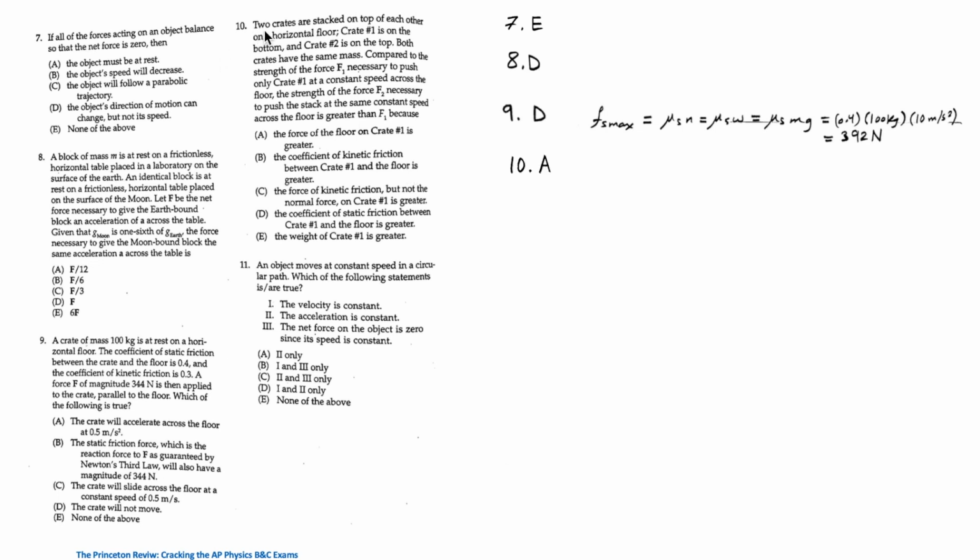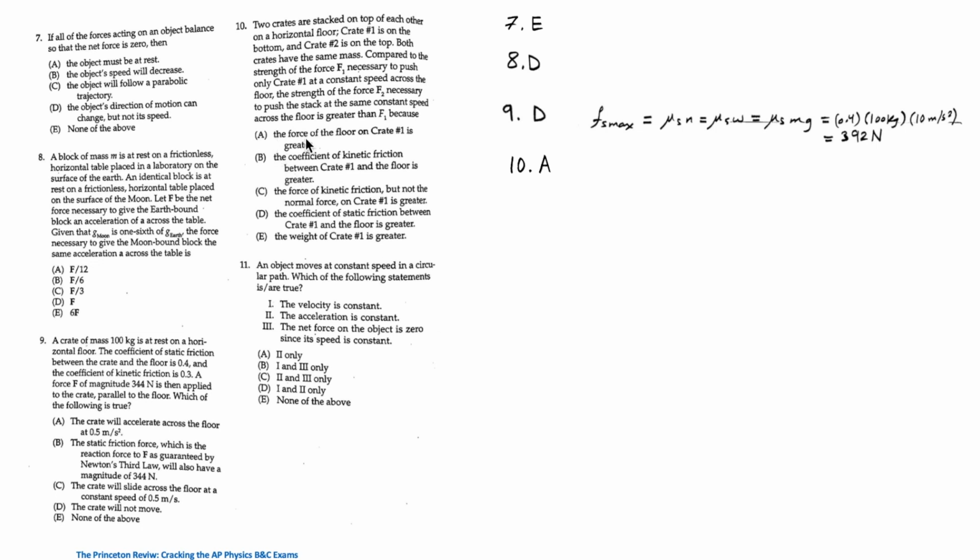So question 10: two crates are stacked on top of each other on a horizontal floor. Crate 1 is on the bottom and crate 2 is on the top, and both crates have the same mass. Compared to the strength of the force F1 necessary to push only crate 1 at a constant speed across the floor, the strength of the force F2 necessary to push the stack at the same constant speed across the floor is greater than F1 because... and the answer is A.